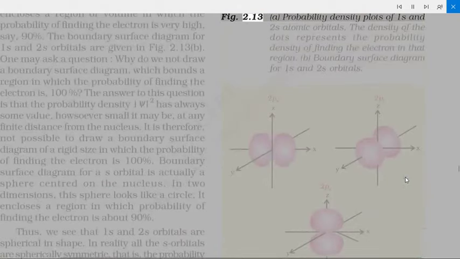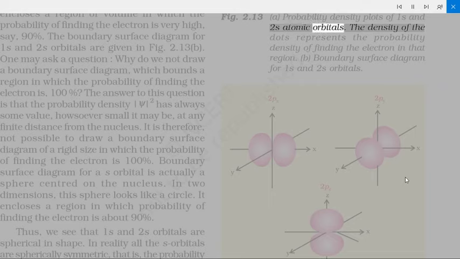Fig. 2.13: a, probability density plots of 1s and 2s atomic orbitals. The density of the dots represents the probability density of finding the electron in that region. b, boundary surface diagram for 1s and 2s orbitals.